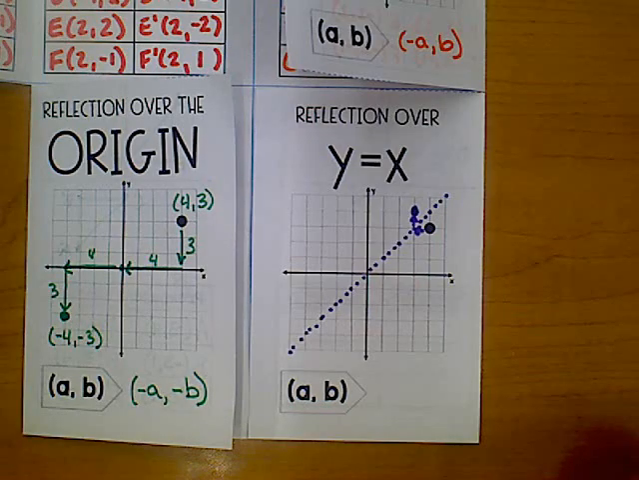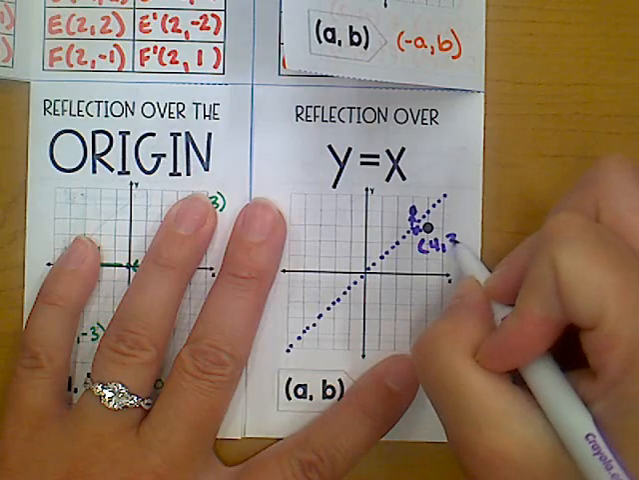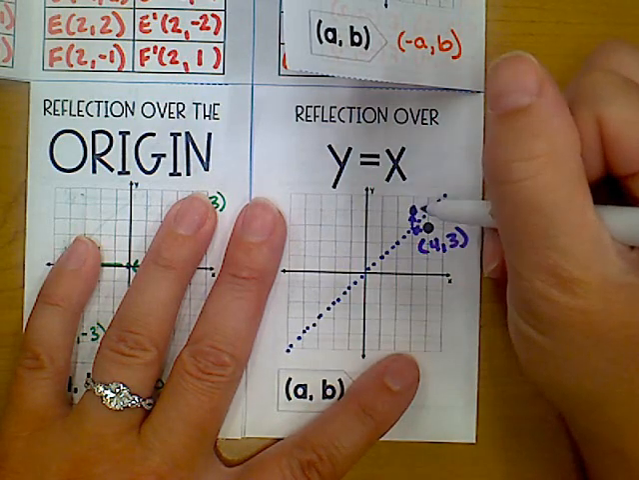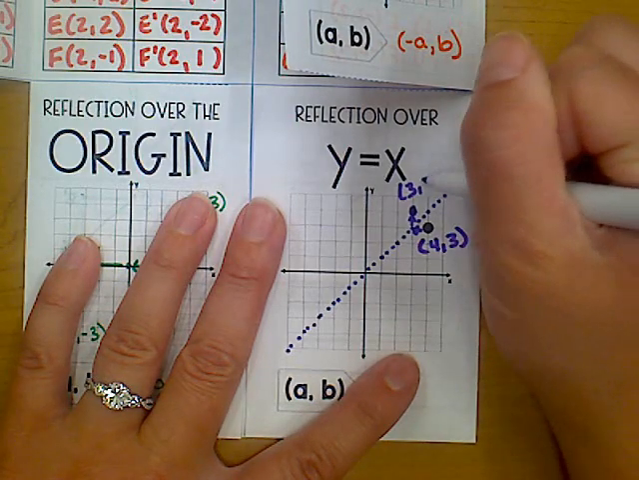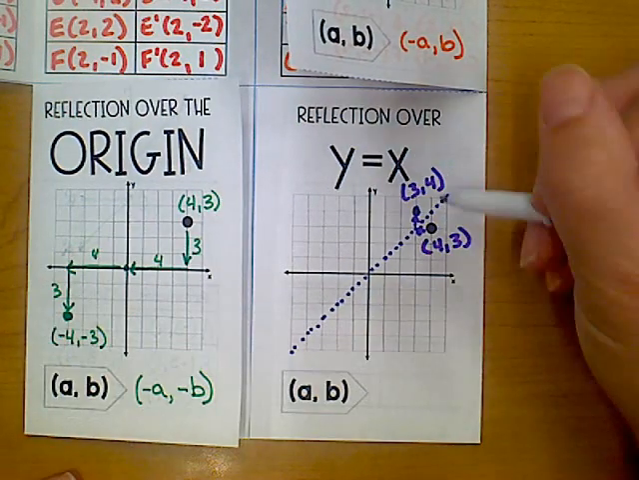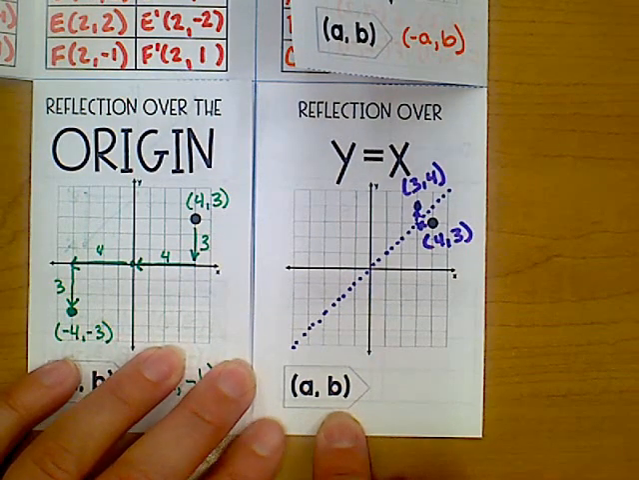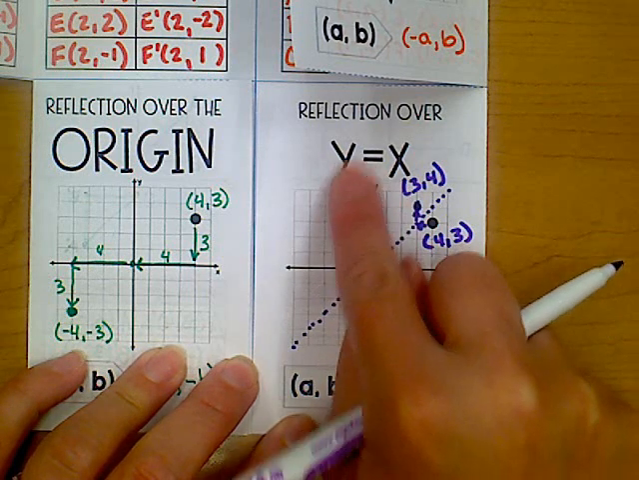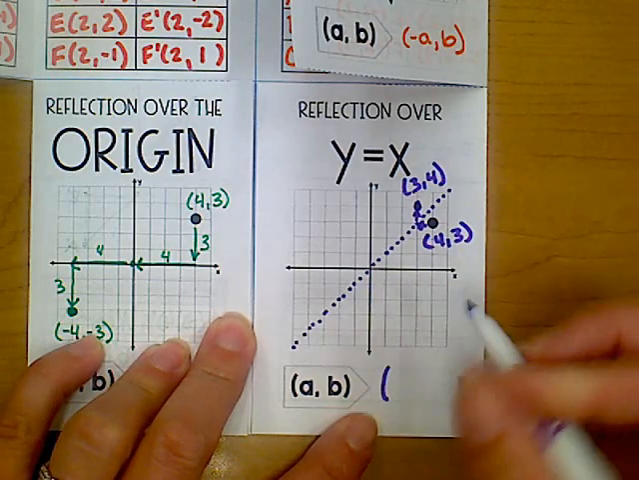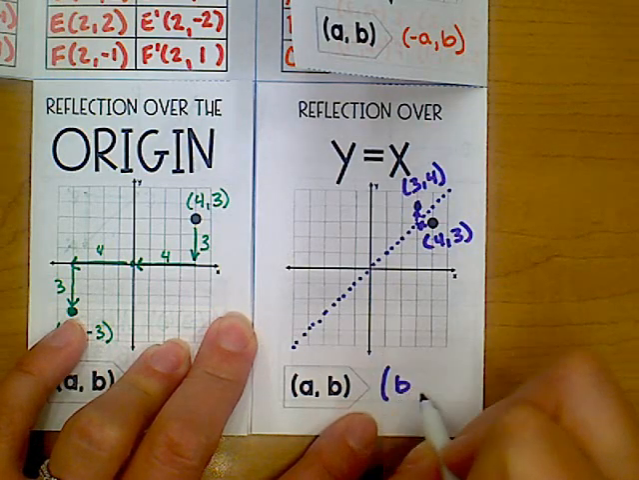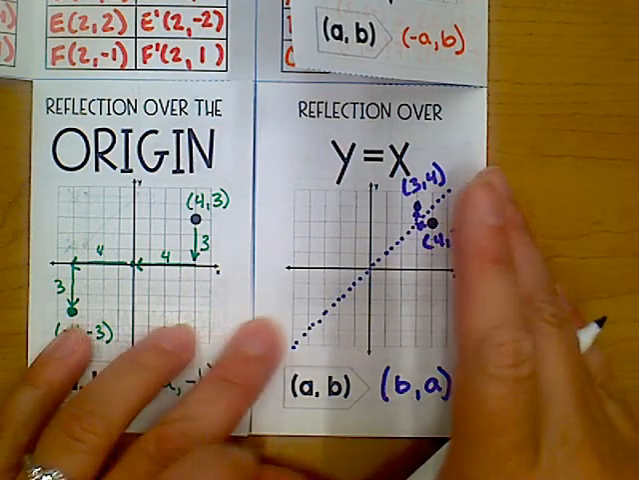And essentially what this is doing, if our original pair was over 4, up 3, that's the original point at 4, 3. Our reflected point is now over 3, up 4. And we start to notice, hey, those are the same numbers, we just flip them around. So our key idea, or our rule for reflecting over y equals x, is that the ordered pair A, comma B is actually going to reflect to the ordered pair B, comma A. So those numbers just switch spots. So let's go give that a try.